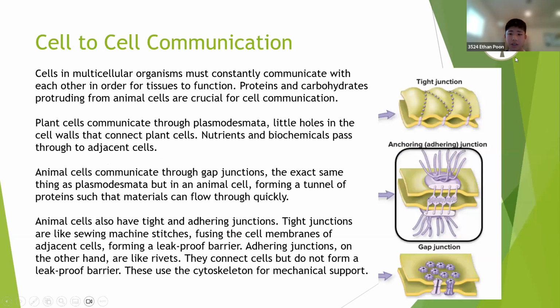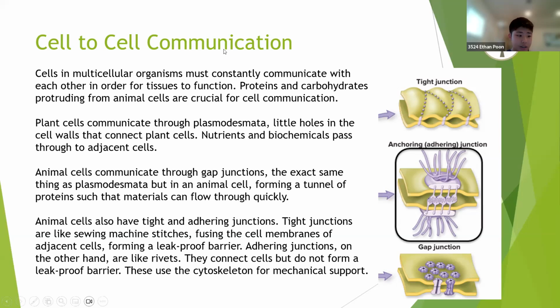All right, so cell-to-cell communication. Cells in multicellular organisms must constantly communicate with each other in order for tissues to function. And proteins and carbohydrates protruding from animal cells are crucial for cell communication. So earlier we mentioned blood type. This is one of them. And there are others too. And plant cells mainly communicate through plasmodesmata, which are little holes in the cell walls that connect plant cells. And nutrients and biochemicals pass through to adjacent cells.